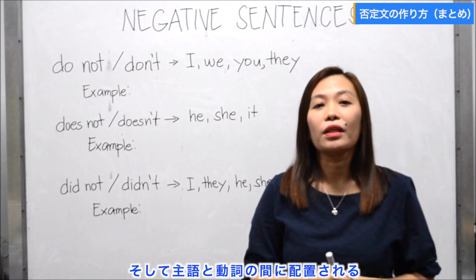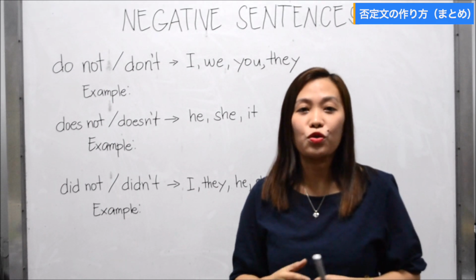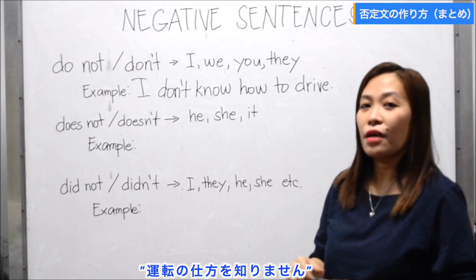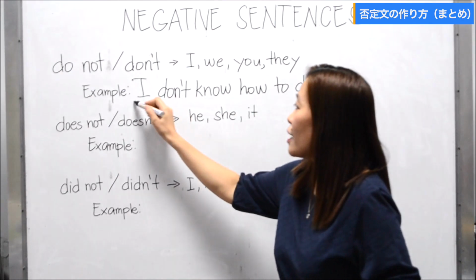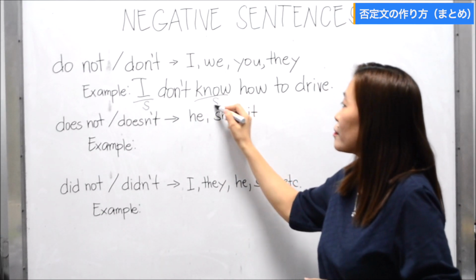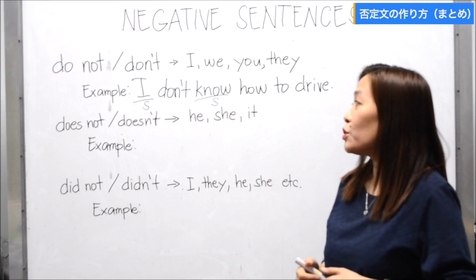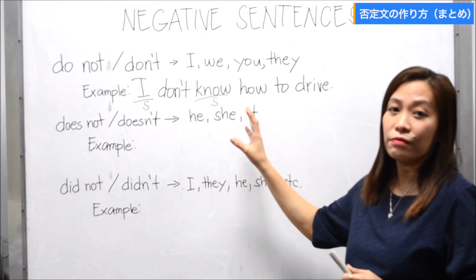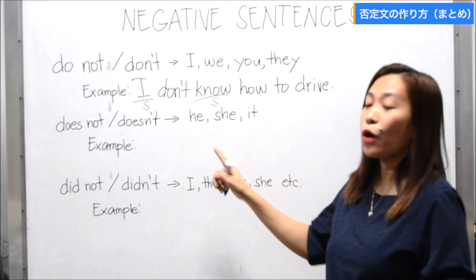For example, I don't know how to drive. Okay, so in this sentence, our subject is I and our verb is know. So we add the word don't in between the subject and the verb. I don't know how to drive.